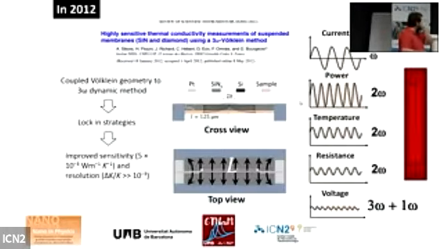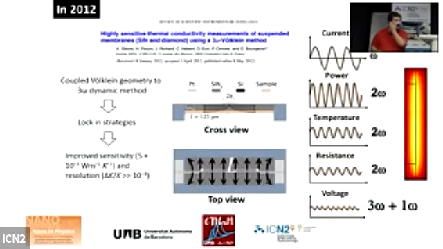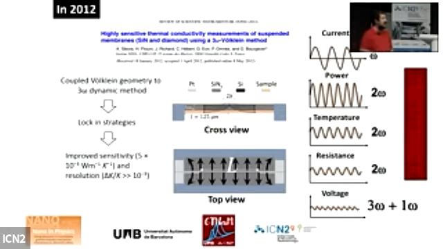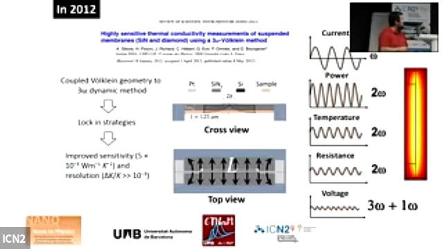It was in 2012 that Olivier Bourgeois, my advisor during the Marie Curie Fellowship at the Institut Néel, was implementing the coupling of that Bocklane geometry, the longitudinal heater on top of a membrane, with 3D dynamic methods. Just coupling in order to use locking strategies. The difference was essentially that you can remove a huge amount of noise from the measurement, and he was improving the system.